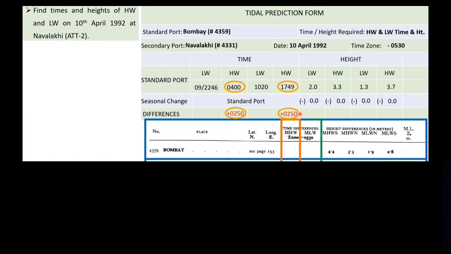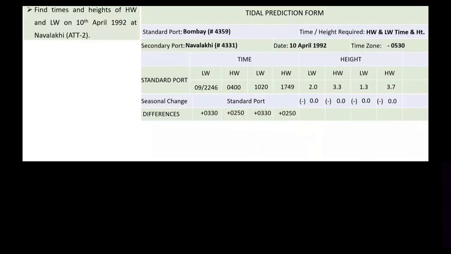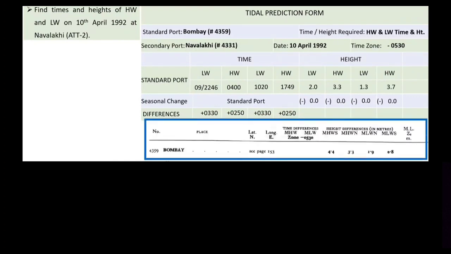Exactly the same way, we have the time difference for mean low water, and the time difference happens to be +3 hours 30 minutes, which obviously will be filled in here. And also at the next low water out here, the time difference happens to be +3 hours and 30 minutes. Now we come to the height differences from the same data.